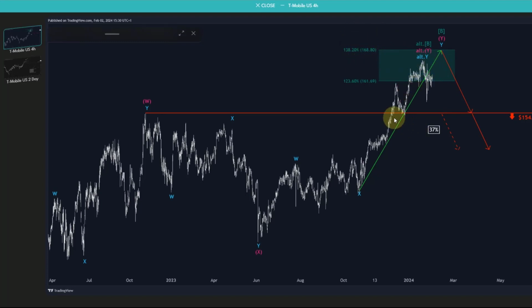Which means, bottom line, main takeaway, we should see a C wave to the downside start very shortly. Maybe it's already started, but that would need to be confirmed with a break below $154.38. It certainly tells us that there is a potential for a major turning point here, which could start a multi-month long decline. So that's our update about T-Mobile US.